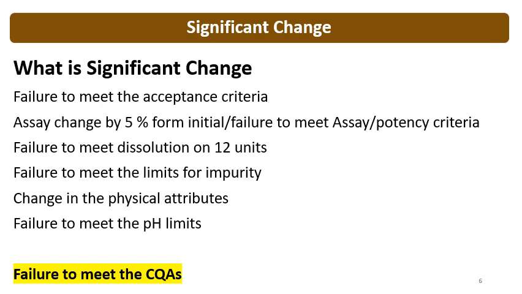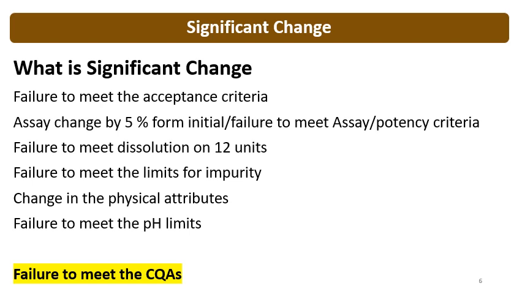Change in the assay or potency by 5% from the initial, or failure to meet the assay and potency criteria. Sometimes there is a change in the assay due to analytical method variation or due to analytical error. That time the sample may be tested a second time, and if it is passing, then it will go into the OOS or OOT category, and it will not be a significant change. OOS and OOT category is a different topic. Here we are considering only the significant change.